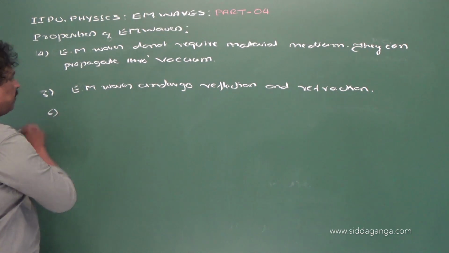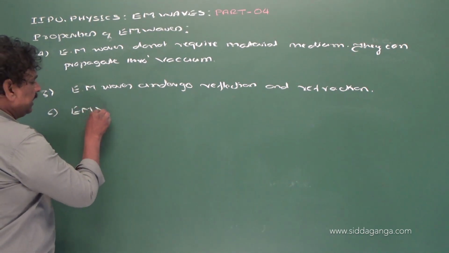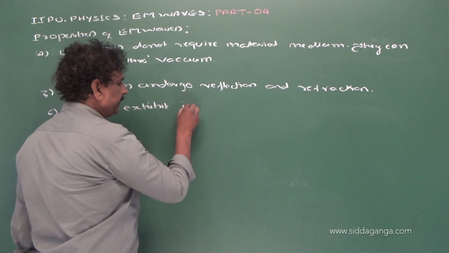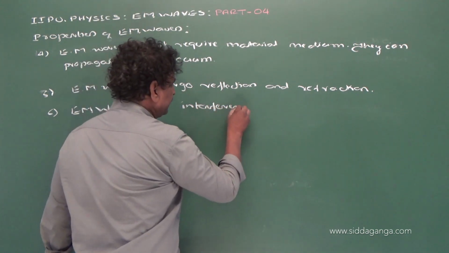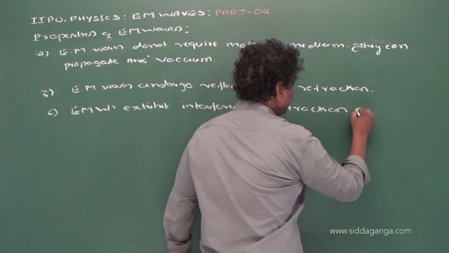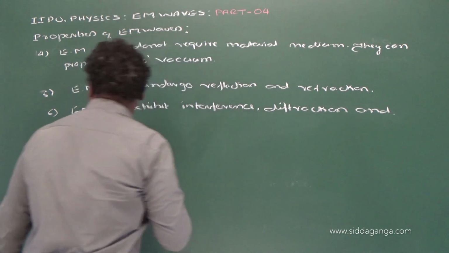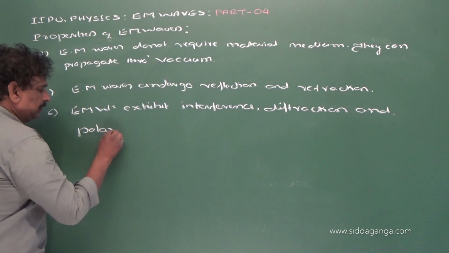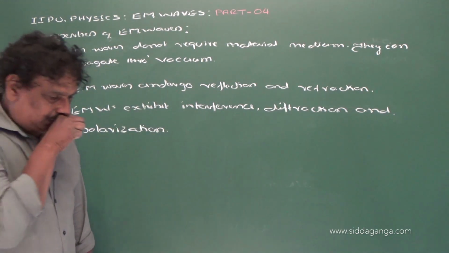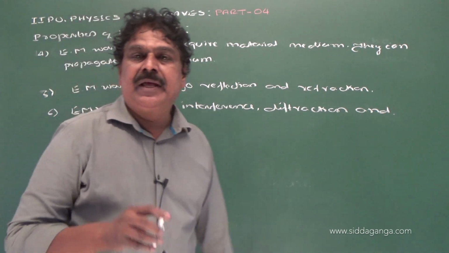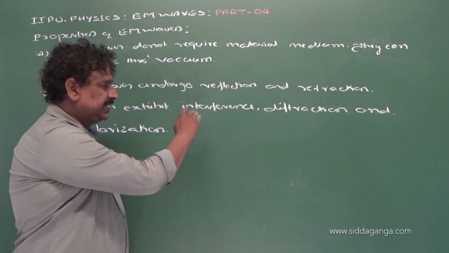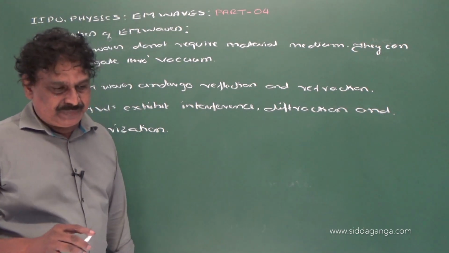The sixth property: electromagnetic waves exhibit interference, diffraction and polarization. The three important properties of a wave are interference, diffraction and polarization.